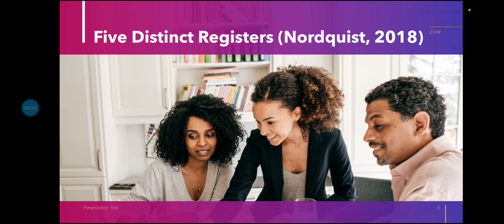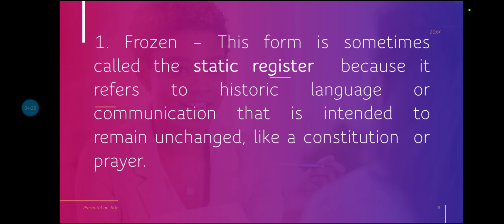So we have the five distinct registers according to Nordquist 2018. We have frozen. What do we mean by frozen? Frozen, this form is sometimes called the static register because it refers to historic language or communication that is intended to remain unchanged, like a constitution or prayer. So we have different examples. We have the Bible, which cannot be changed or developed. And then we have the United States Constitution, and others. So those are frozen.